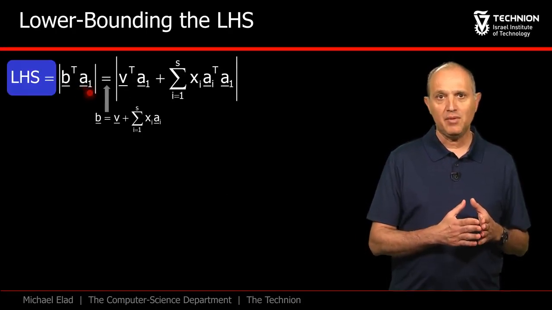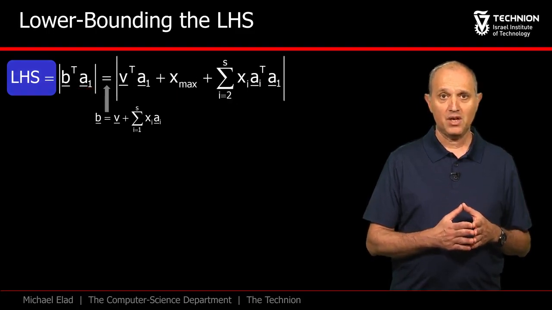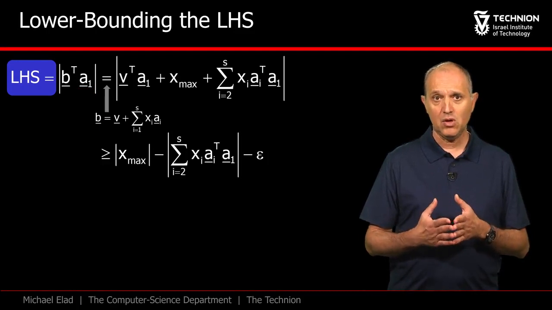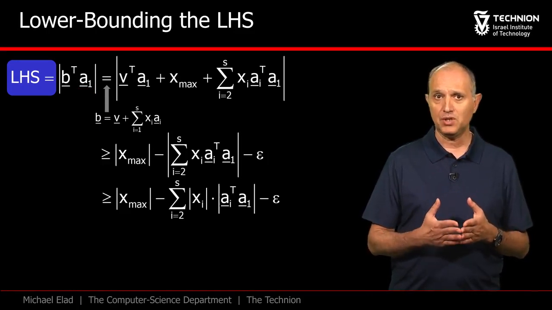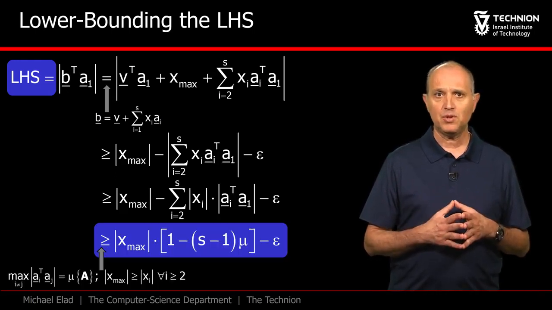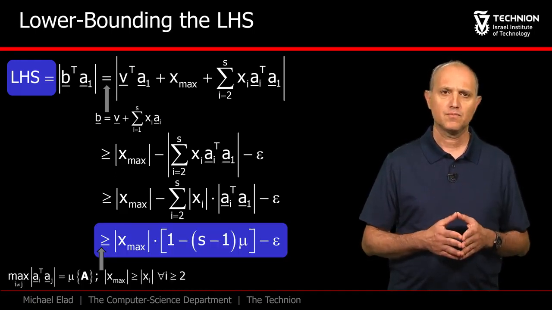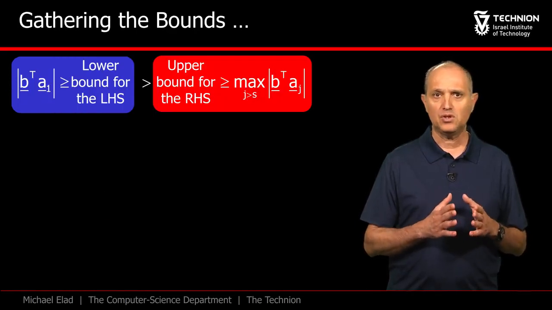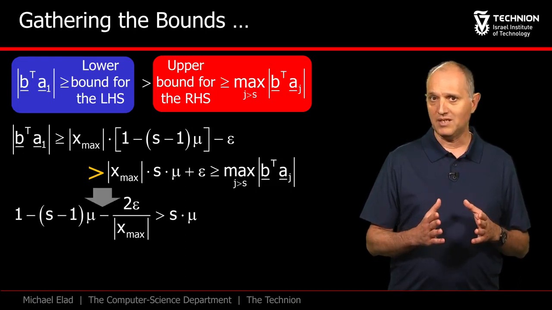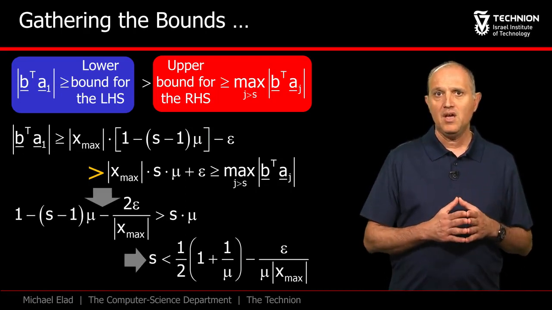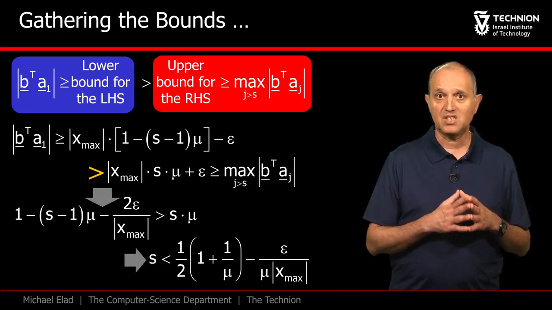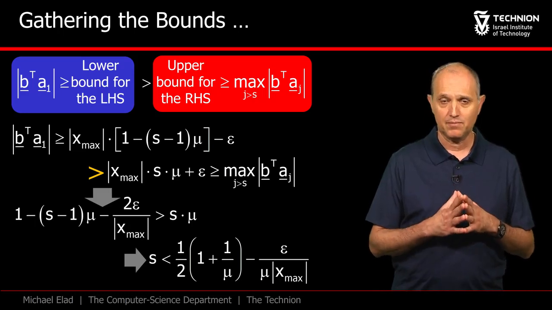Observe that this time it is a 1 that multiplies b. Thus, the first element in the summation turns out to be x max. Proceeding as before, we break the absolute value into several expressions and upper bound the ones with the minus sign. This leads us to this final expression, which should not surprise you. It is now time to introduce the two bounds to each other, requiring a strict inequality between them. A few algebraic steps that you can easily verify, and we get this lovely condition on S. Remember that this condition guarantees the success of the OMP first step.